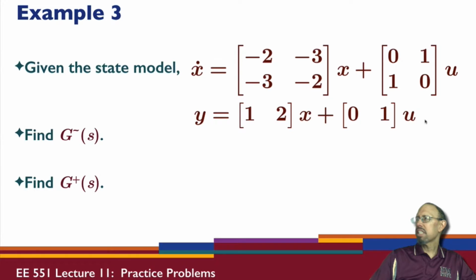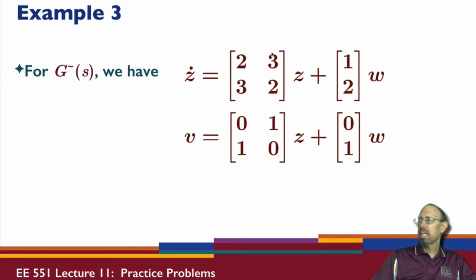All right, now we're given this state model. Notice I have two inputs, 2 columns in the B matrix, and a single output, 2 columns in the D matrix. And I'm asked to find the conjugate of G and the pseudo-inverse of G. Okay, so for the conjugate of G, this becomes negative of the transpose. This becomes C transpose. This becomes B transpose, and this becomes D transpose. So this is what happens.